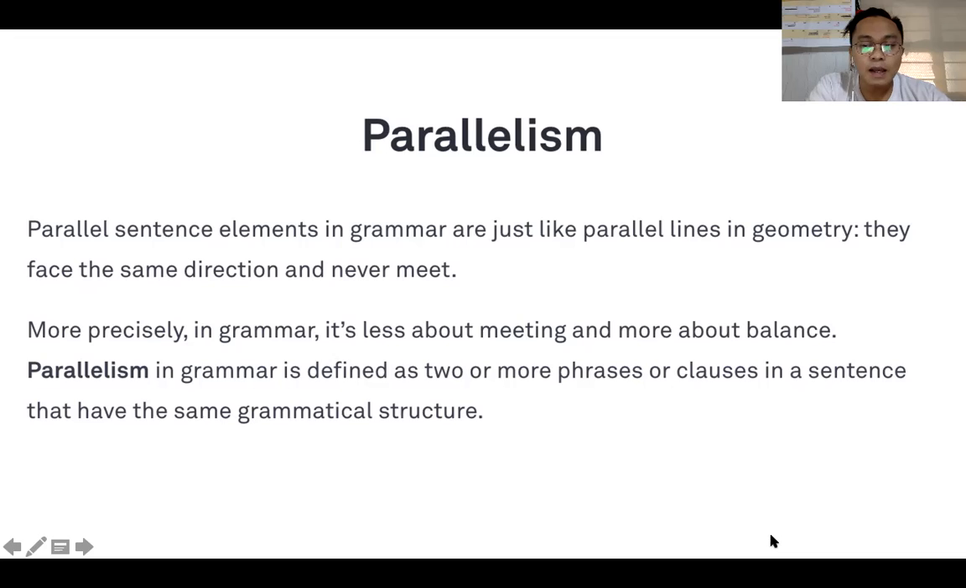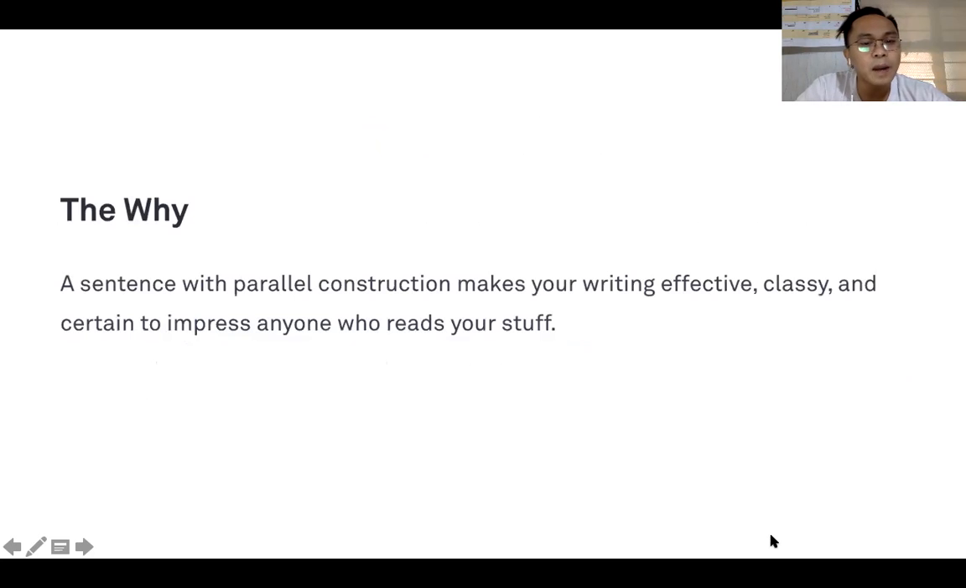So kasi 'di ba when we write essays especially, hindi lang siya composed of one word or one type of sentence. Marami tayong sentence na ini-incorporate when we write essays. So for the essay to be effective, you need to have a parallelism in grammar and paggamit din ng mga verbs or even the nouns that we are using. So bakit? Kasi a sentence with a parallel construction, it makes your writing, your essay effective, and it can also look classy. And at first look pa lang, pwede mo ma-impress yung reader na magbabasa ng essay mo.